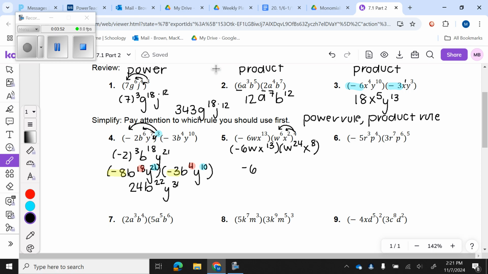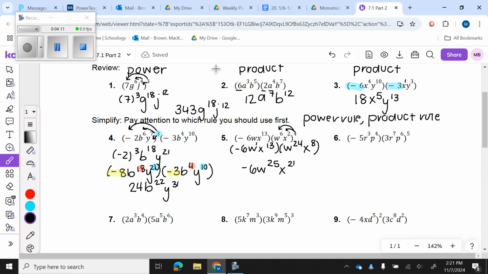Now I'm going to come in here and add my exponents. If you want, you can put a 1 in front of that w. 1 plus 24, that's going to give me 25. And then I'm going to have x to the 21st. 13 plus 8, 21. Yep. Okay. So there you go.